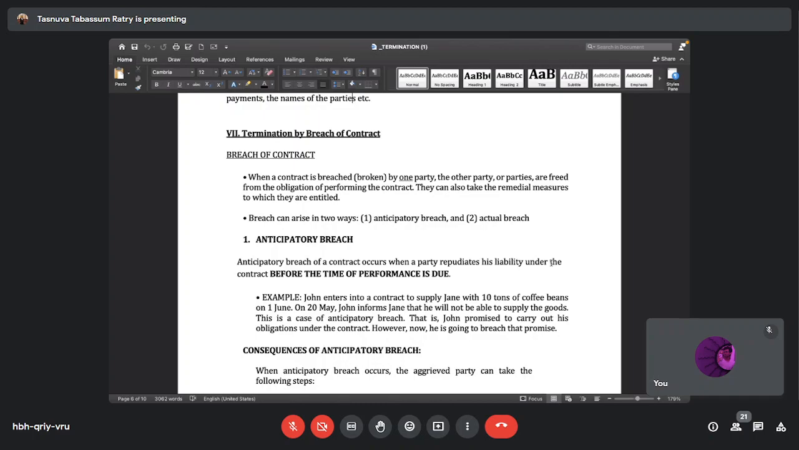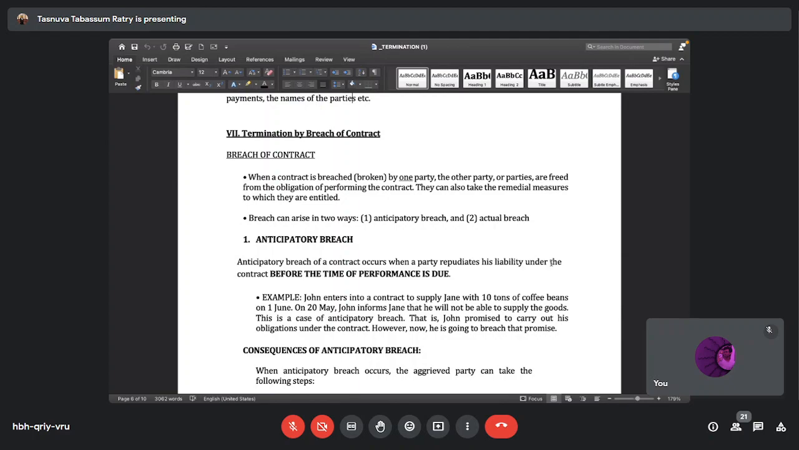As a result, the other party, the aggrieved party that we call the suffered party, is usually discharged from all the obligations of the contract. However, once a contract is terminated, the aggrieved parties are also entitled to receive certain remedial measures. We'll see what those remedial measures are as well. So, when the contract is breached, broken by one of the parties, it can be anticipatory as well as actual.